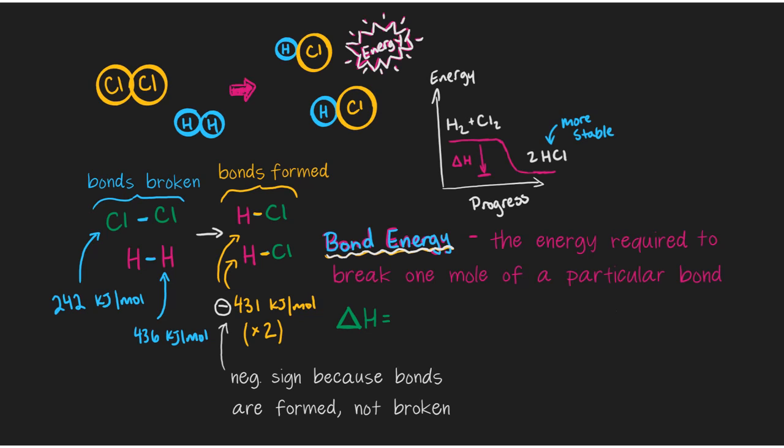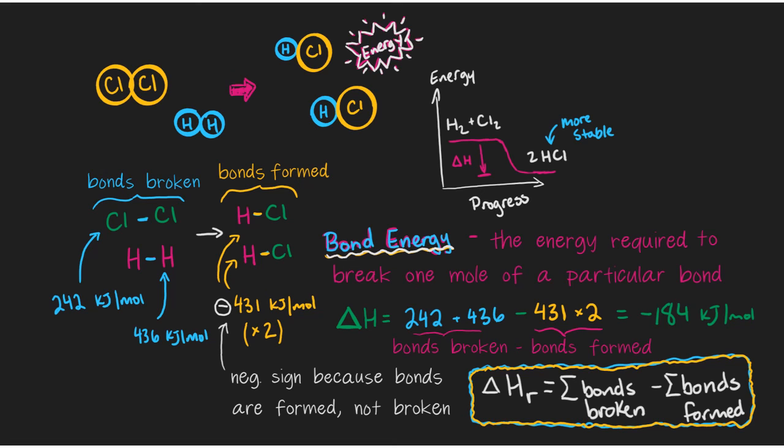So let's add up the energy changes associated with this reaction to find the total enthalpy change, delta H. So I need to spend 242 kilojoules to break 1 mole of bonds in chlorine, 436 kilojoules to break the bonds in hydrogen. These are my bonds broken. Then I will recoup 431 kilojoules for each mole of HCl bonds formed. In this case, 2 moles are being formed. The total change here is negative 184, which means that 184 kilojoules are released during this reaction.